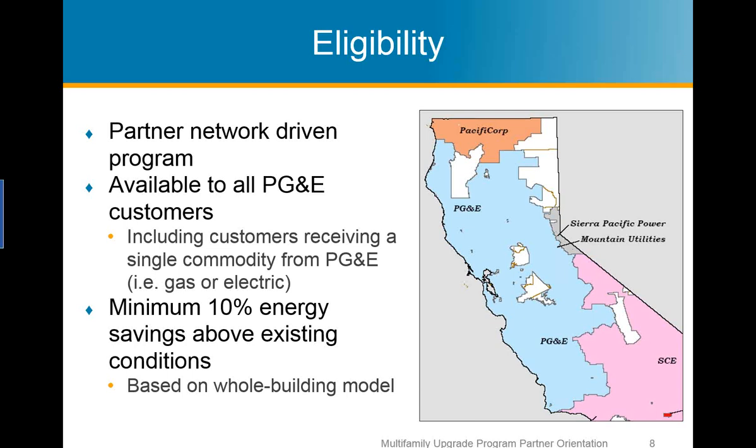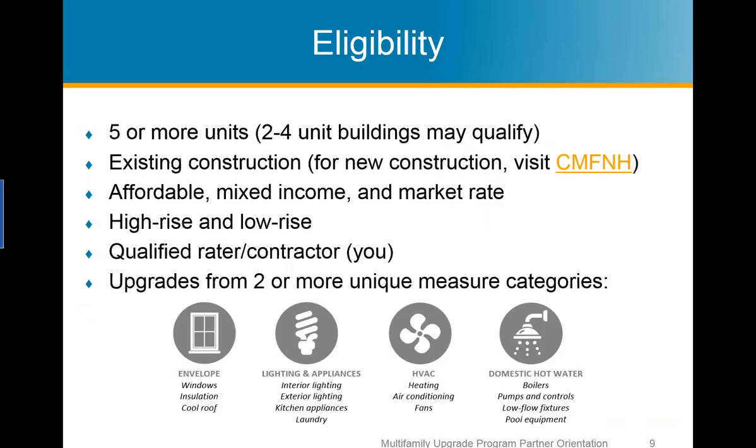The minimum requirement is 10% energy savings above existing conditions, and this is similar to last year, based on a whole building energy model. Properties that are 5 or more units are eligible for the multifamily program. Anything 4 units or less is eligible for the single family upgrade program, which is also through PG&E. That program is administered through Build It Green.